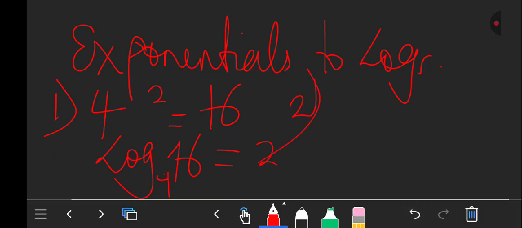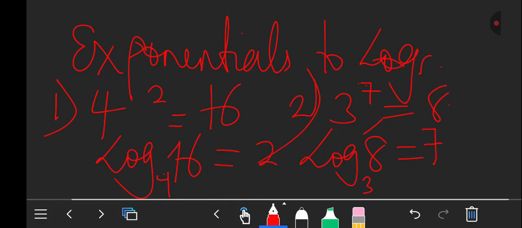Let's have another example whereby you have 2 to the power, 3 to the power maybe 7 is equal to 8. How can you convert this? Introduce log on 8. The base remains the base. So in this exponential form, the base is 3. So even in the logarithmic form, the base will still be 3. Then equal to the power is what we are going to equate to. So this is how to convert.